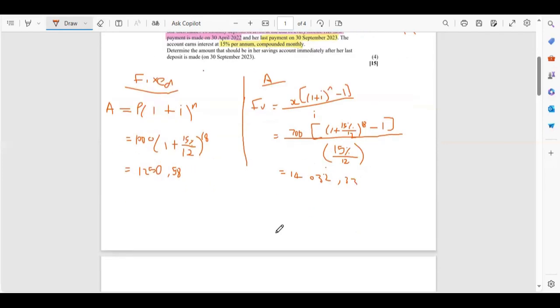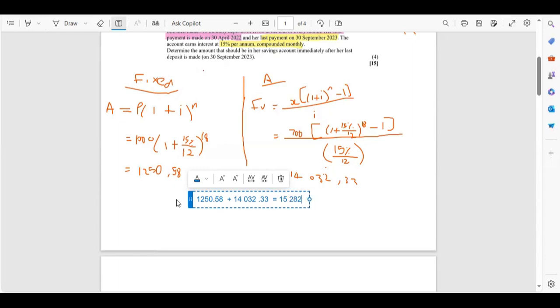Right? Now remember, the amount that should be in his or her bank account, or rather in this case it's a her, you need to add these two, right? So basically that amount would be 1,250.58 plus 14,032.33. Now punching this into your calculator, you should get an amount of 15,282.91.